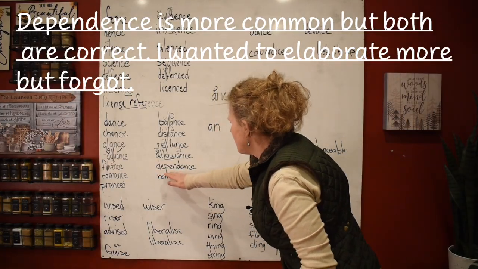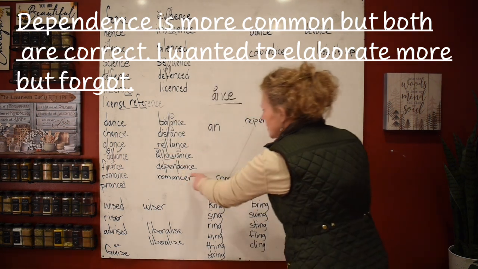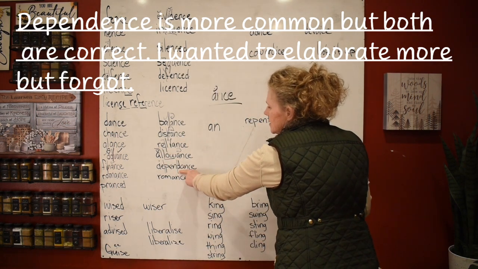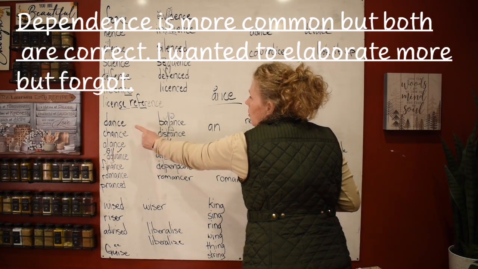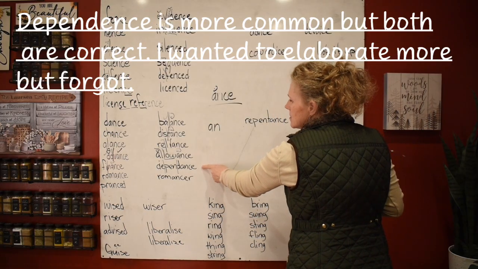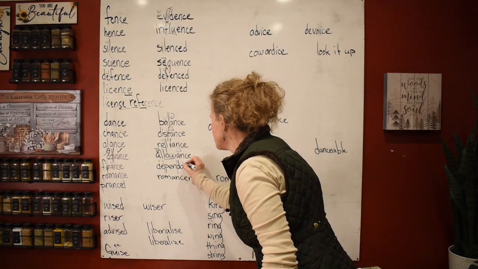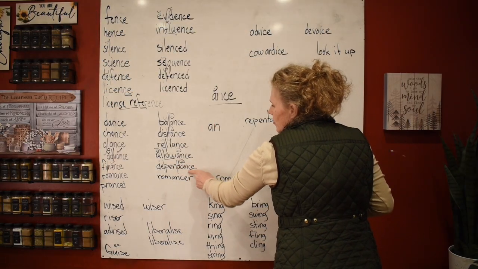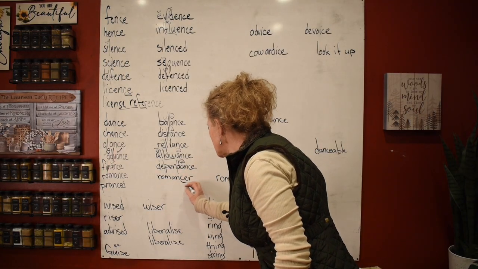Now, dependence. Dependence. Now see how this in the multi-syllable word says dunce, and this one, when it's a one-syllable word, says dance. Dependence. And it's a three-syllable word, so it's most likely going to turn to schwa. Romancer.